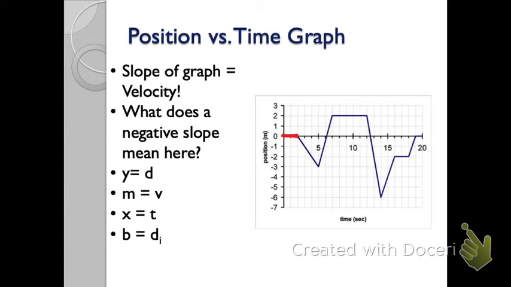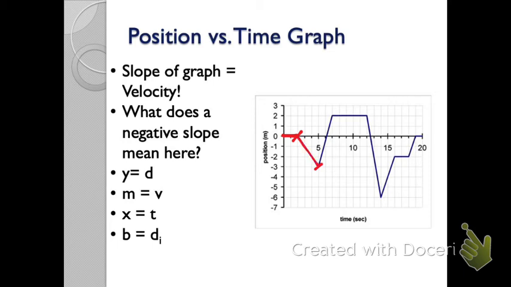Okay, from 2 to 5 seconds, what have they done? They moved which way? Forward or backward? Backwards. They moved backward at constant velocity. A straight line tells us we've got constant velocity.